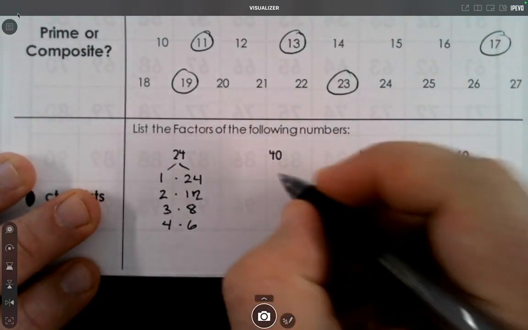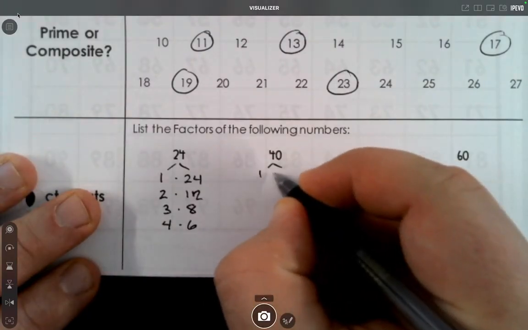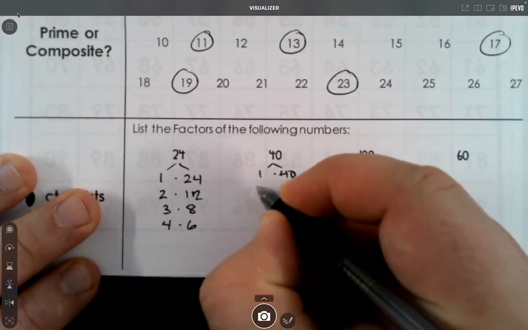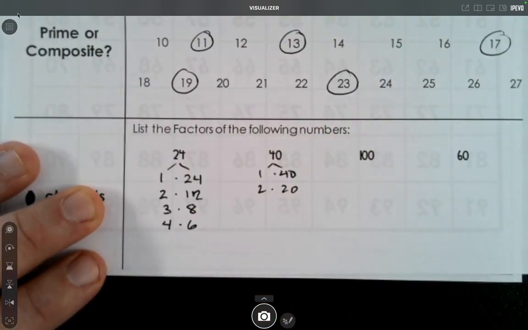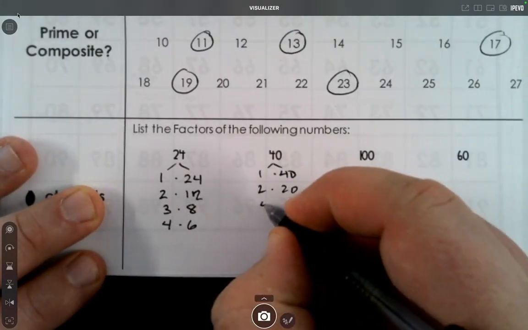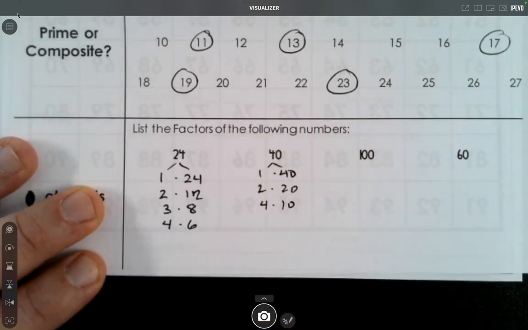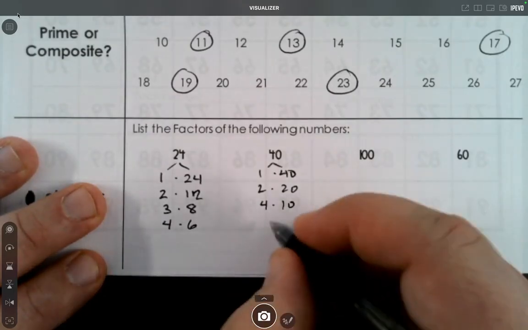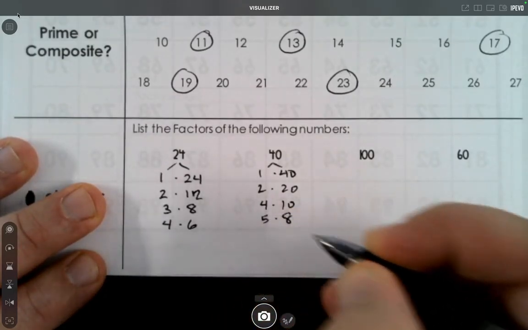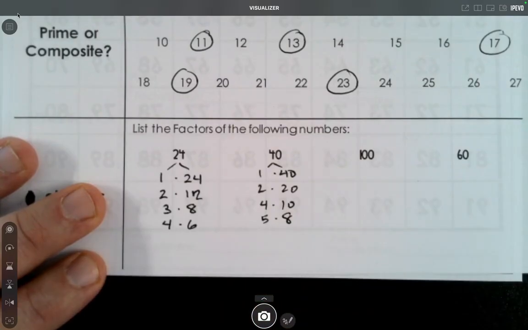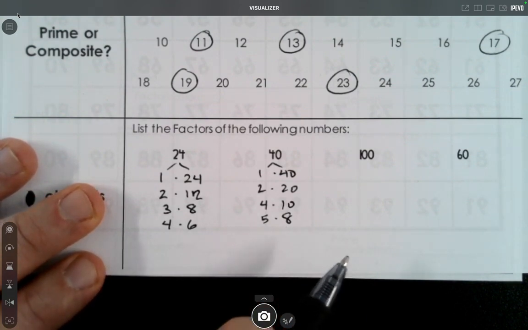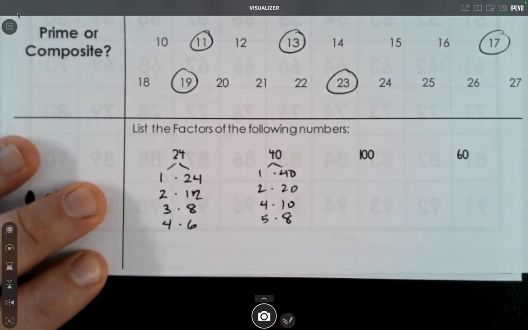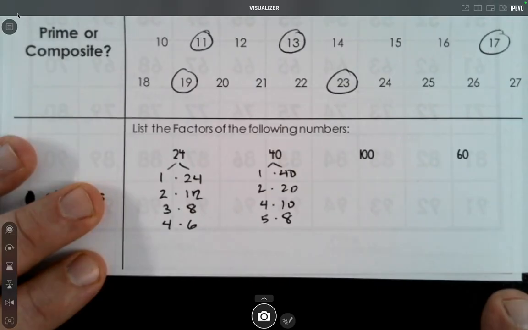So 40, same method, we'll start with 1 and 40, 2 and 20, 3 will not go into it, 4 will, 4 times 10, 5 will, 5 times 8, 6 does not, 7 does not, 8 does, but I've already listed it. So I'd like you, if you can, to pause and try these next two on your own.